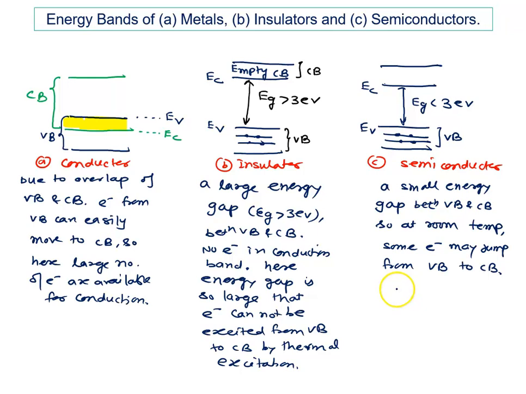You can learn that the energy gap for germanium is 0.72 electron volt, and for silicon the energy gap is 1.1 electron volt. For carbon the energy gap is given by 5.4 electron volt. So this is the explanation for the energy band of the metal, insulator and semiconductor.